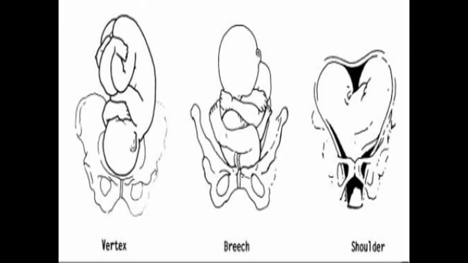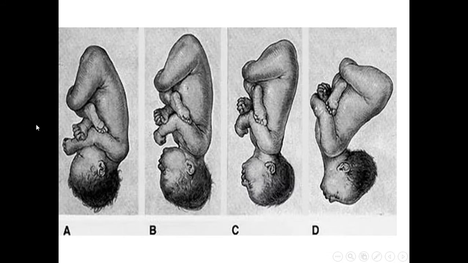As I told you, the denominator of the breech presentation is the sacrum. The denominator of the vertex position is the occipital bone, because it is the lowest part of the vertex position, it is the bone which can be touched during vaginal examination. So the denominator here will be the occipital bone.